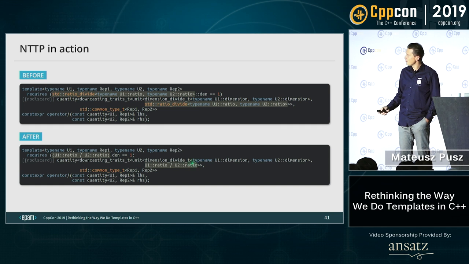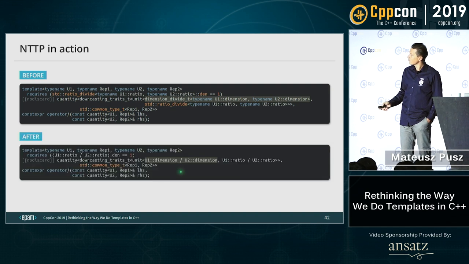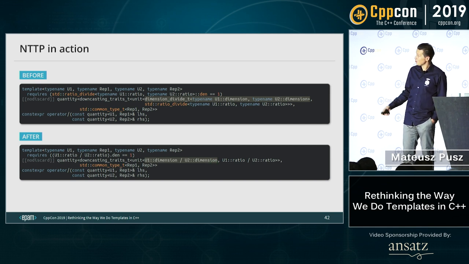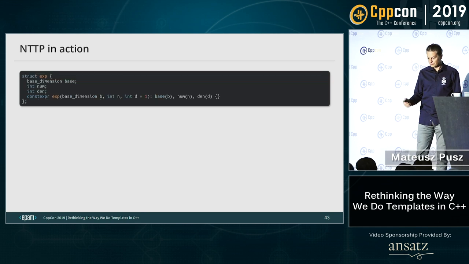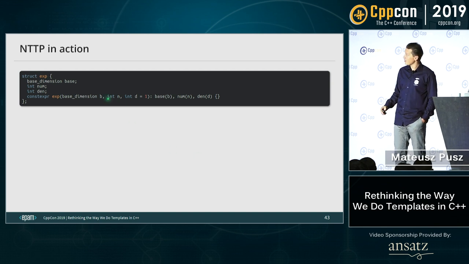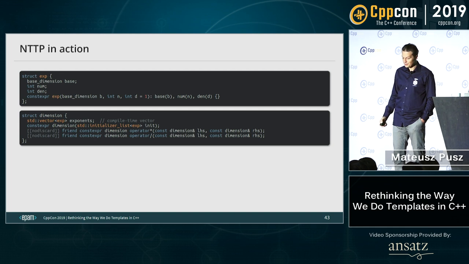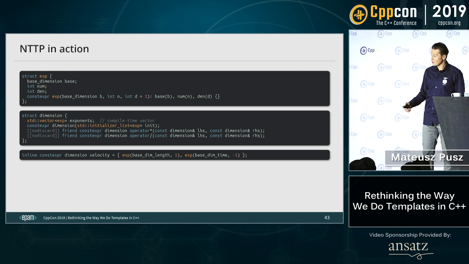Also, if you consider that dimension could also be a value, you can end up with this, which is much, much easier to write, analyze, maintain, and so on. To make dimension a value, we have to make two structures that have value types, exponent, dimension, and then we can form a velocity in that way.